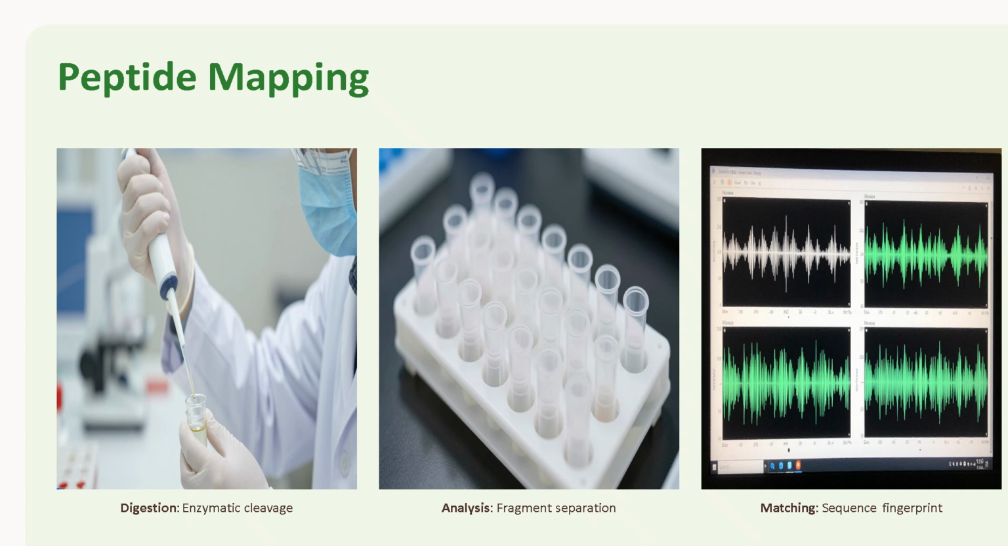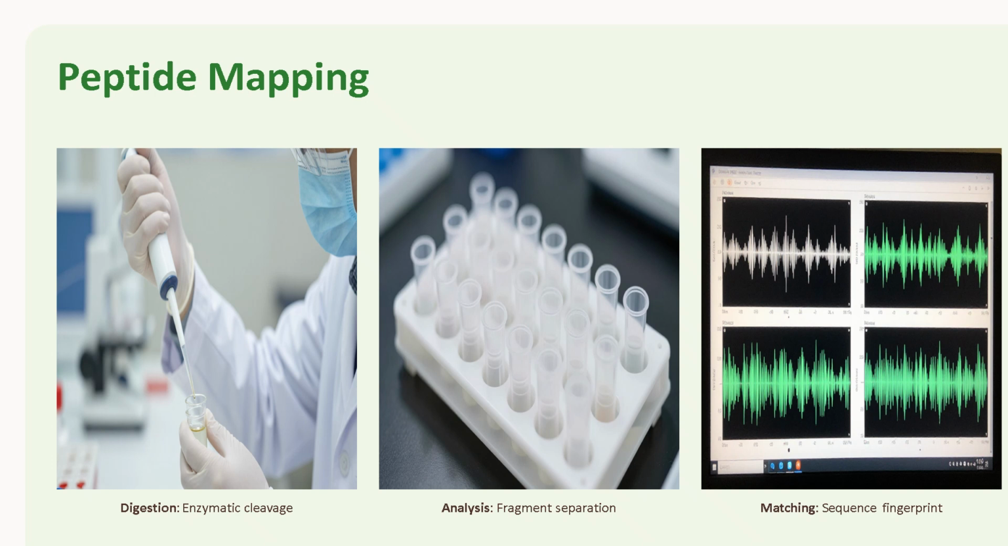Peptide mapping is a powerful technique used to confirm the sequence and structural integrity of peptide drugs. The process begins with enzymatic digestion, where specific enzymes cleave the peptide into smaller fragments. These fragments are then separated and analyzed using chromatographic or mass spectrometric techniques.